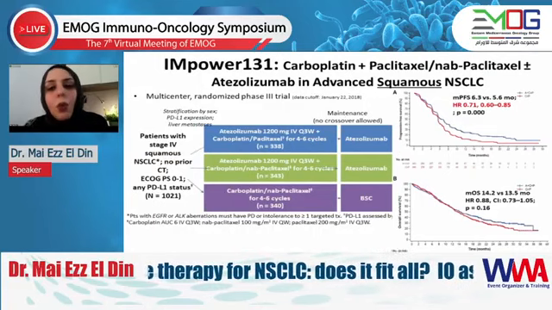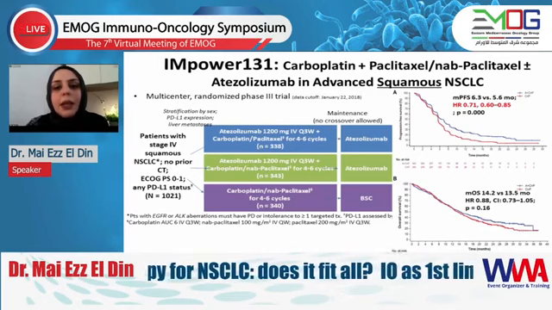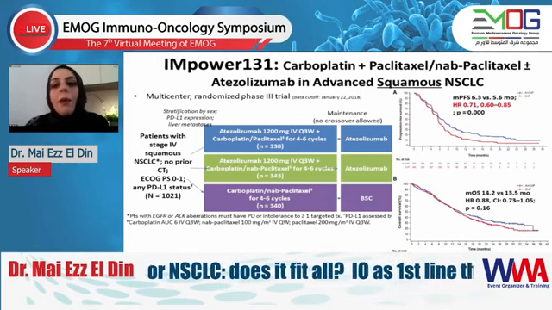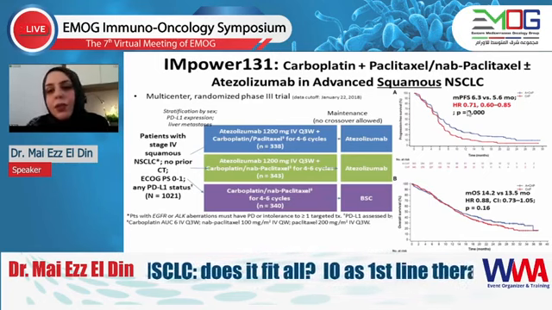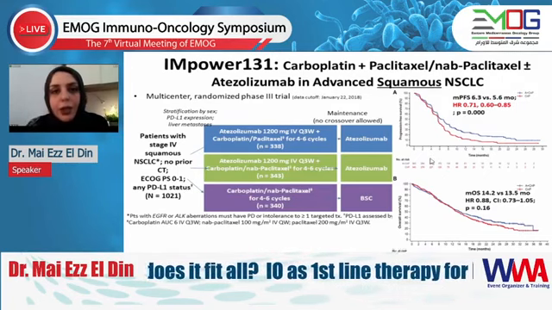IMpower131 was in squamous non-small cell lung cancers with atezolizumab, carboplatin, and paclitaxel or nab-paclitaxel. There was a positive signal in progression-free survival, which I've highlighted here in red, but unfortunately not seen in overall survival.